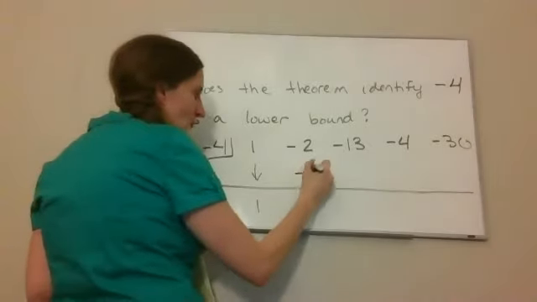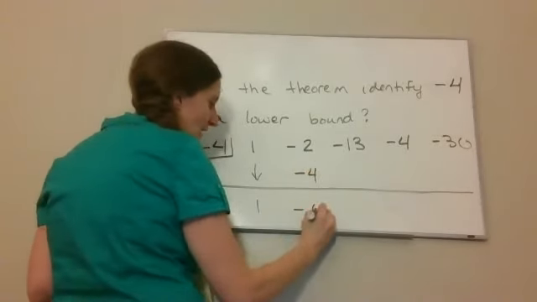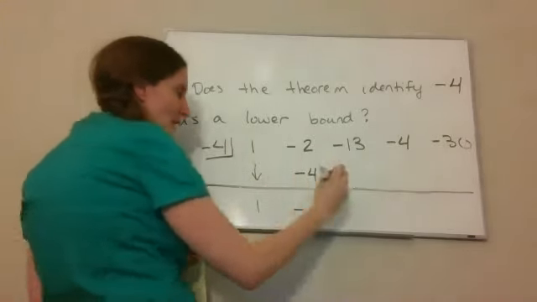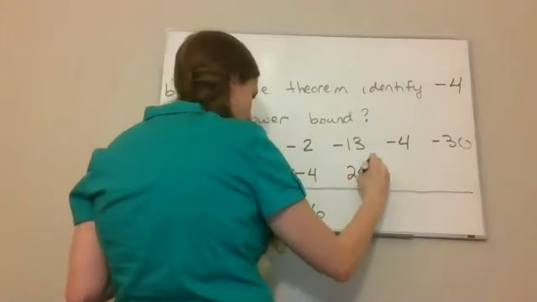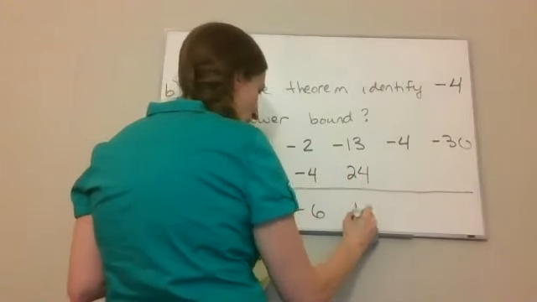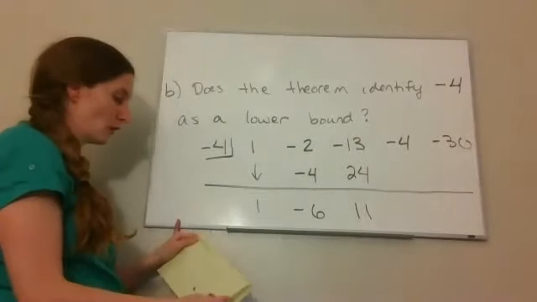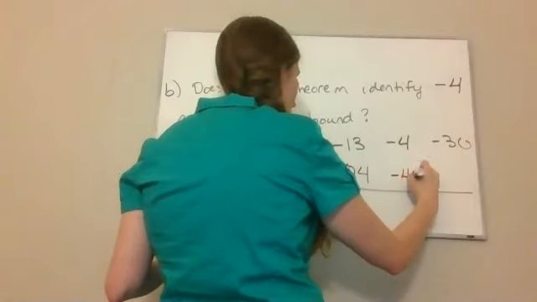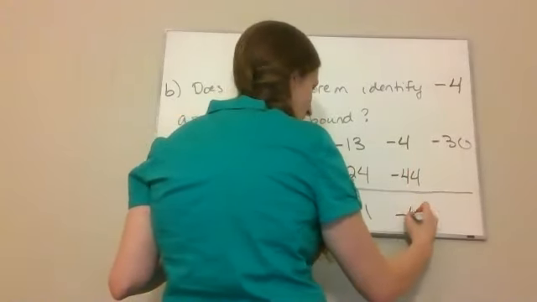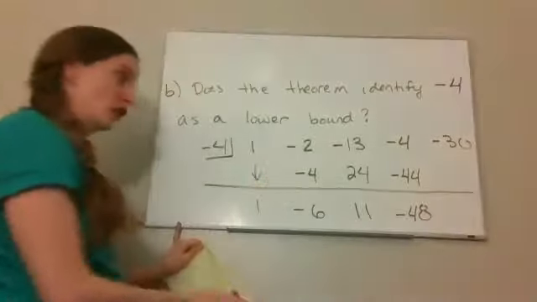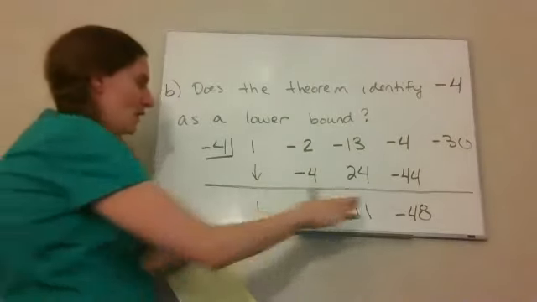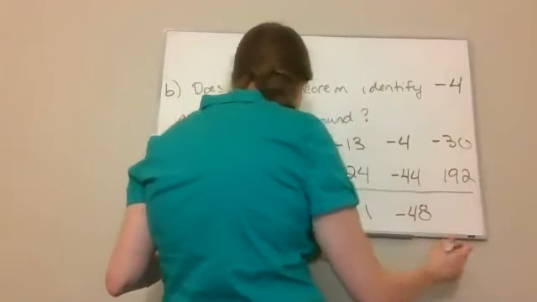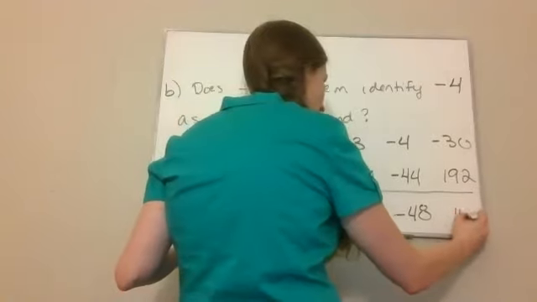1 times negative 4 is negative 4. I add and I get a negative. So far we are alternating. Negative 6 times negative 4 is positive 24. And then add that column, I get positive 11. And we're still alternating. 11 times negative 4 is negative 44. Add to get negative 48. And that's good, we're still alternating. Negative 48 times negative 4 is 192. 192 and that negative 30 is 162.